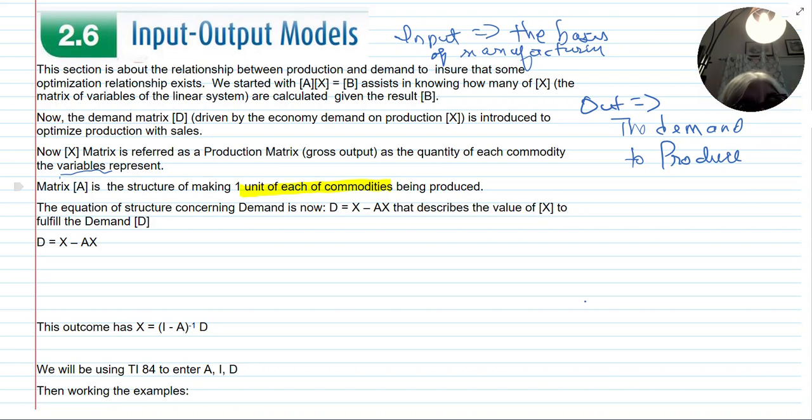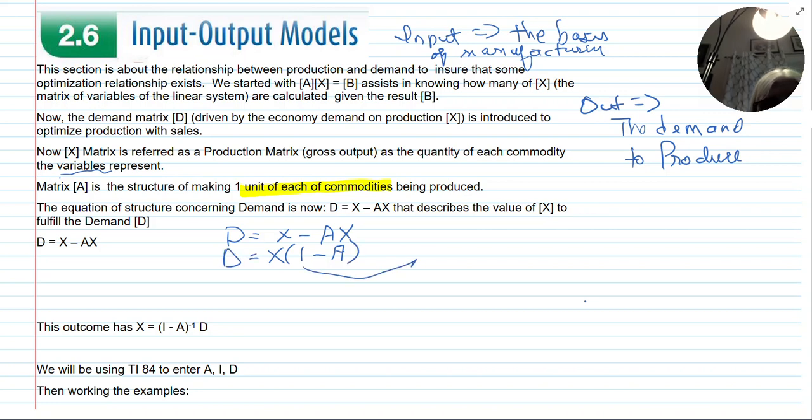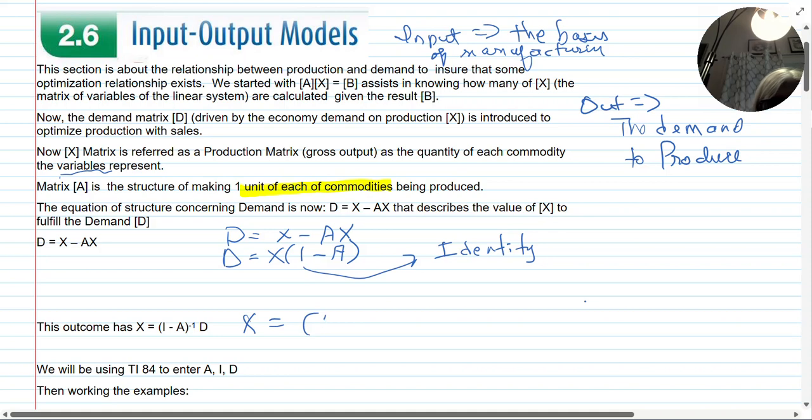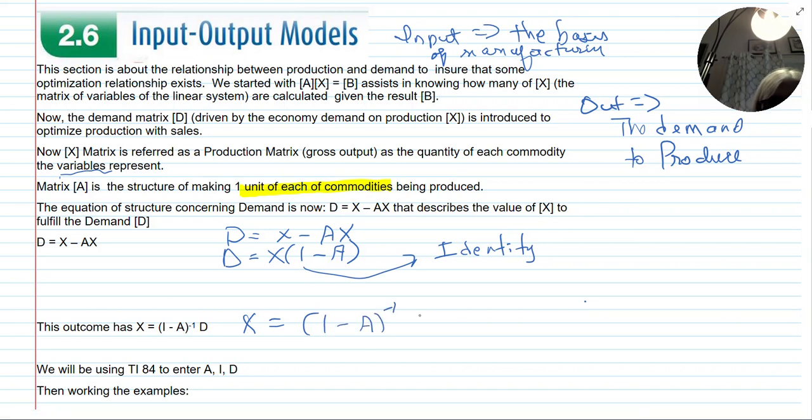The equation of structure concerning demand is now demand, the output of this production aspect, equals the variables minus the production of those variables that describe the value of X to fulfill the demand of D. All right, so if I looked at the equation, I'm going to factor out X. And here we have I as the identity, because we need some matrix to go along with matrix A. So the outcome becomes, if we're solving for X, and we know we can't divide, we use a reciprocal value, then we know that X equals the identity minus the matrix of production, inverse, times the demand.